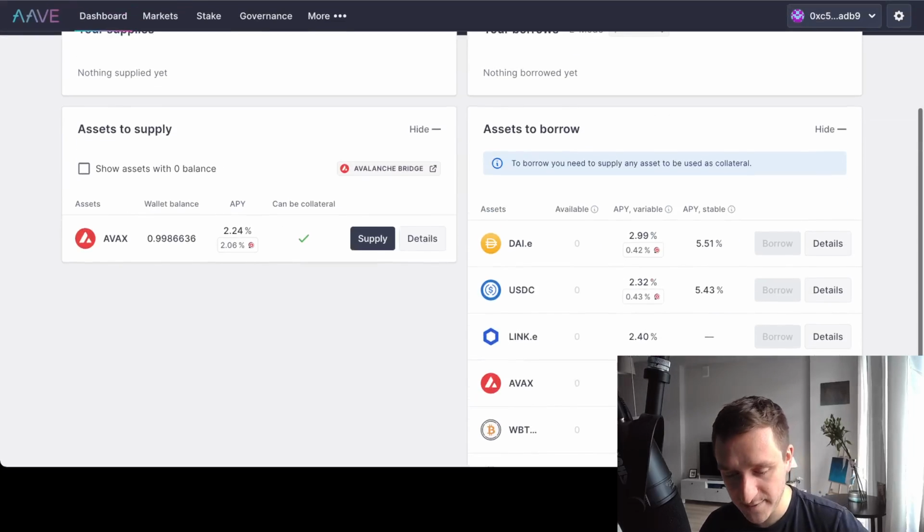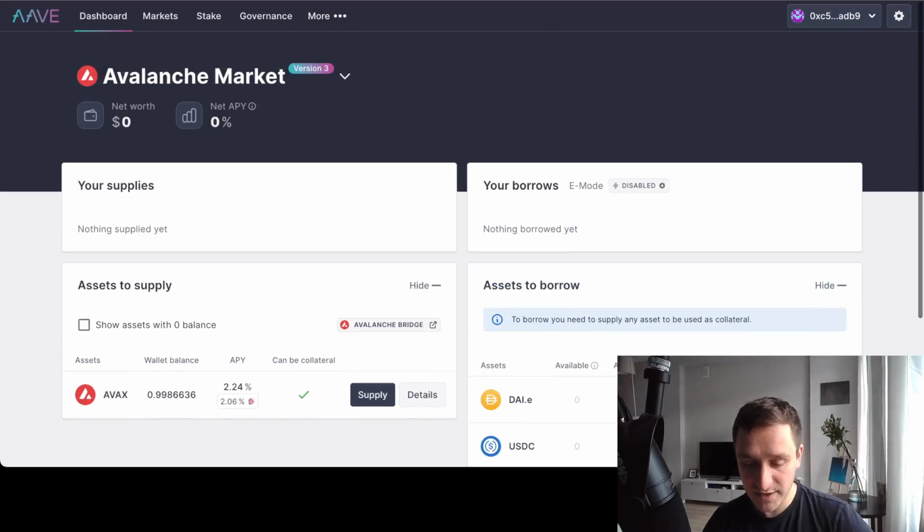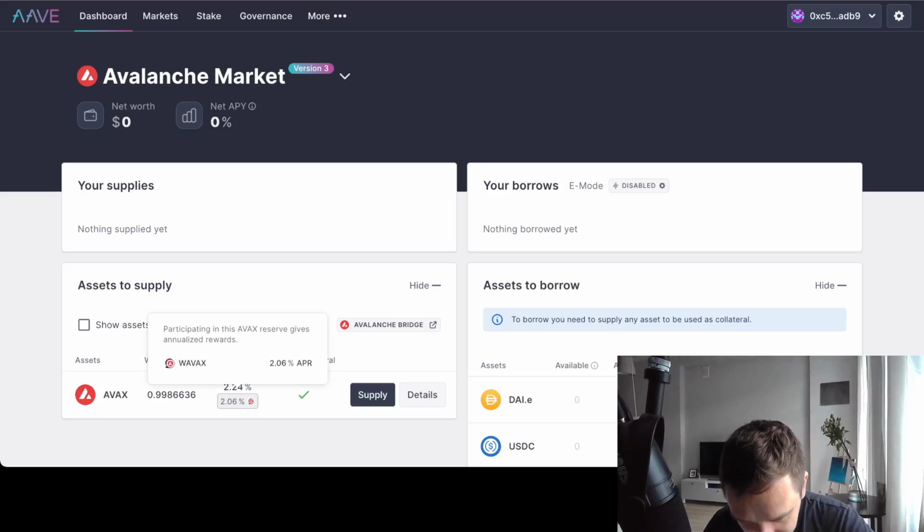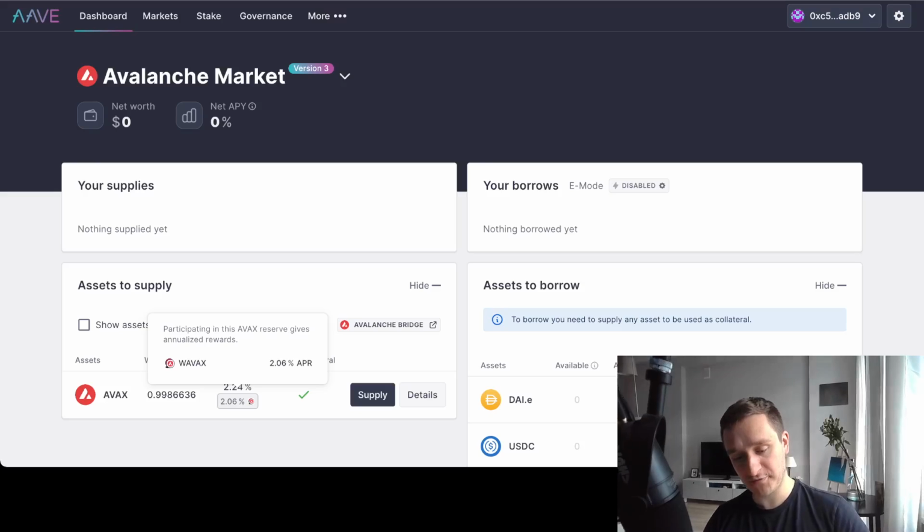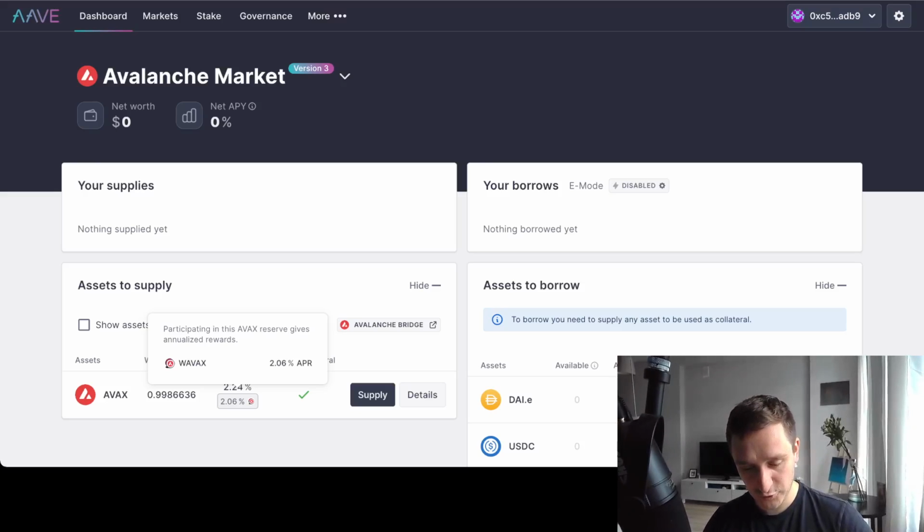And you can see all the APYs, meaning APY basically means how much you will earn per year. That's around 2.4%. Plus, I'm earning additional AVAX tokens as well, I think, or wrapped AVAX on top of that, meaning there's 4.3% in total, I guess, because there's an AVAX reserve giving additional rewards to the market.